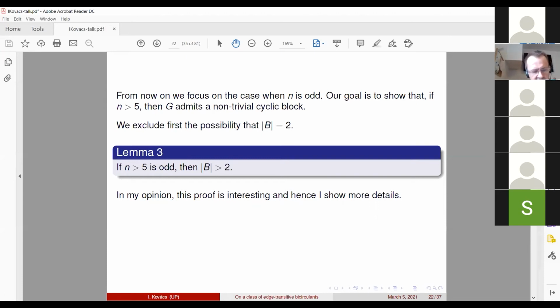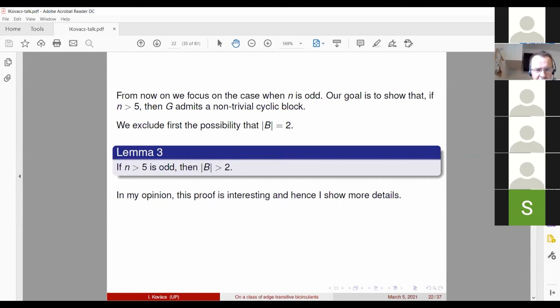We start with one graph that we know is in the family, the complement of the Cartesian graph. And what we do is take the next one in the family, which projects to this one, and we would like to show that this doesn't exist. So the existence of non-trivial cyclic blocks is a crucial step, and we will prove this in two lemmas.